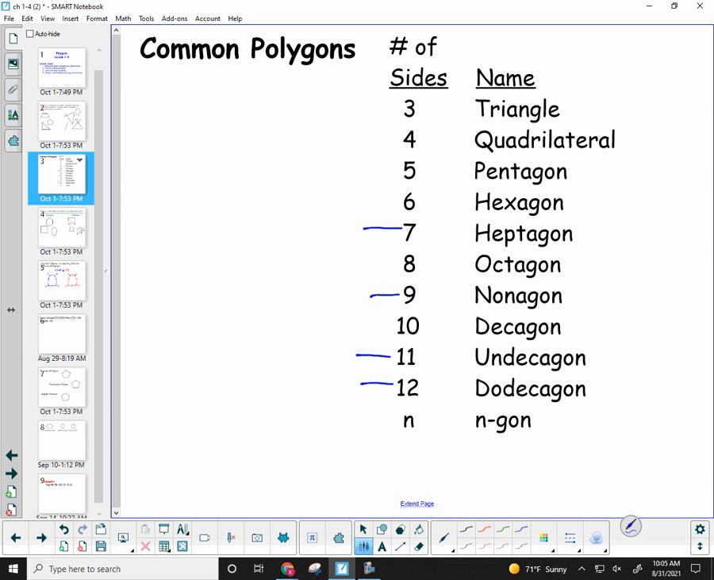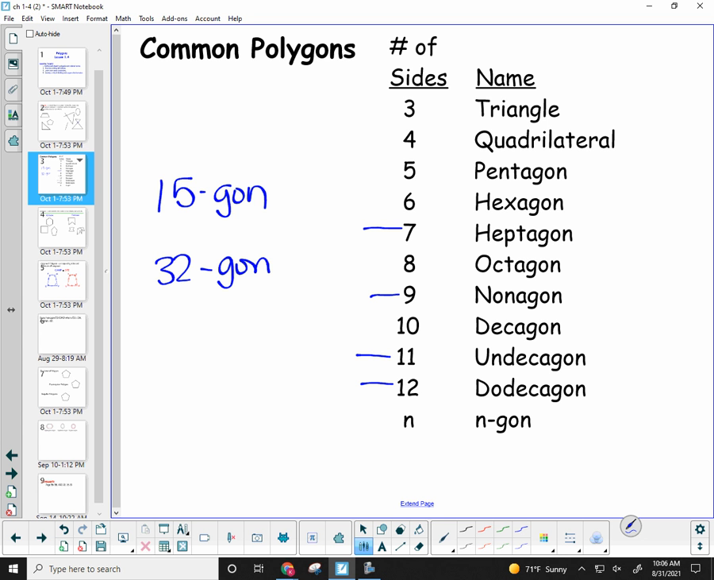After 12, we start referring to them as n-gons. N means any number. So if it has 15 sides, we would call it a 15-gon. If it had 32 sides, we'd call it a 32-gon. Anything 13 and up, you can refer to as that number-gon. It is not okay to say draw an 8-gon. You have to say draw an octagon. Questions on that?